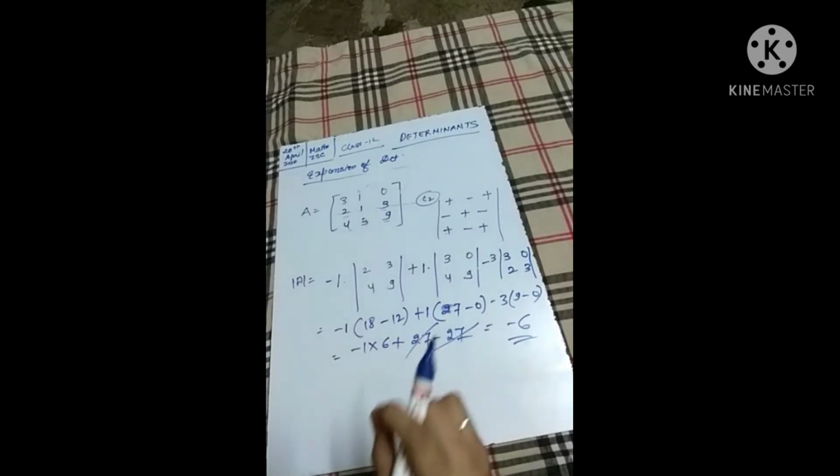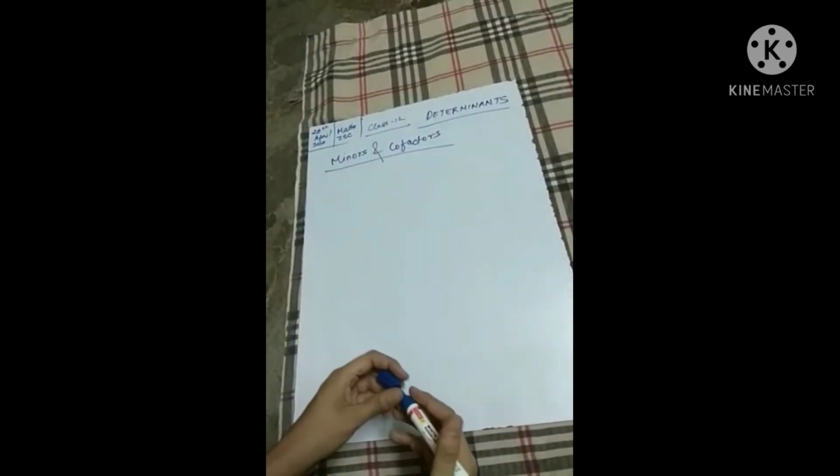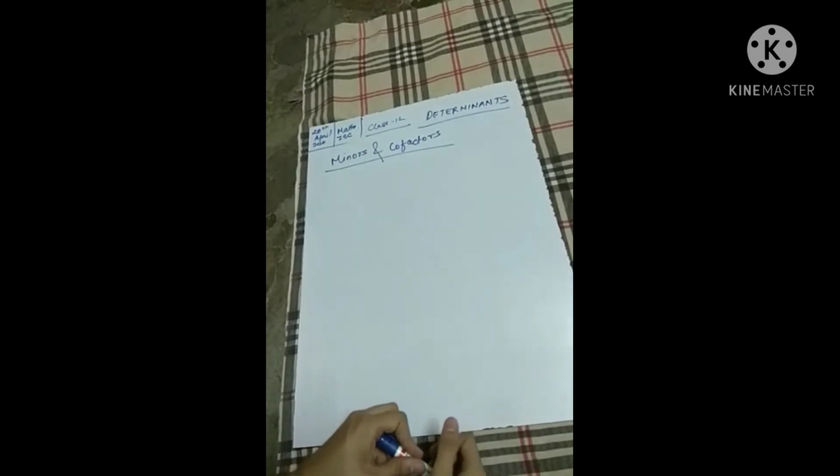So from here you have to clear one thing, that if we expand with respect to any of the rows and any of the columns, we get the same answer. Now let us understand the concept of minors and cofactors, which is again an important thing in this chapter, because we are going to deal with these two things mainly in the important questions. So let us understand this minors and cofactors.